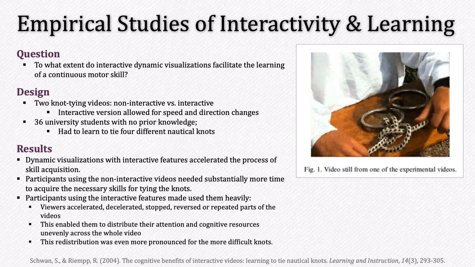The participants using the non-interactive videos took much more time to acquire the necessary skill for tying the knots. And they argued that the participants using the interactive features used them heavily. Viewers accelerated, decelerated, stopped, reversed, and repeated parts of the videos. And they hypothesized that this enabled the learners to distribute their attention and cognitive resources unevenly across the whole video.